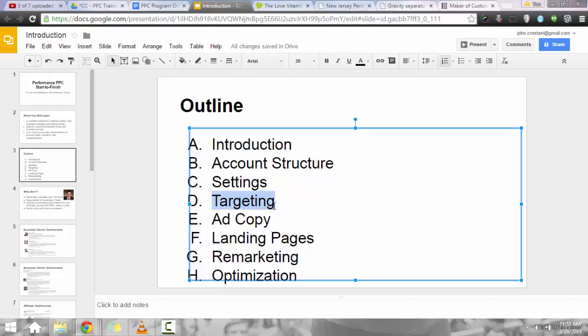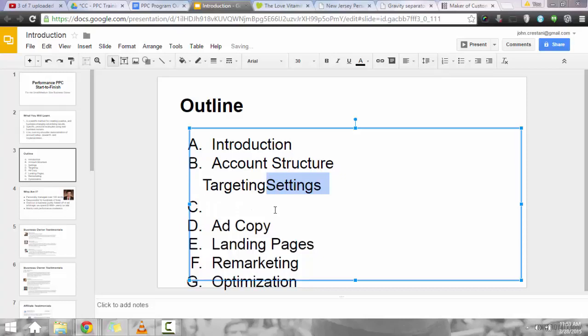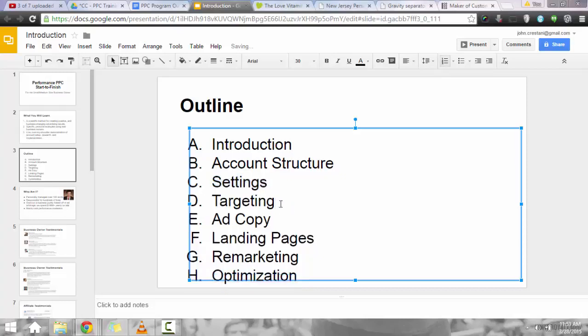Then we'll go into settings. There are a million settings in AdWords, what type of campaign you set up, where you're being targeted. So this affects everything. Next, we're going to go over targeting, where we're going to talk about keywords, placements, categories, interests, audiences, etc. This really helps us figure out who we're advertising to. Next, we're going to talk about ad copy, which is what we're advertising, really, how we're phrasing it, etc. Then we'll go into landing pages.